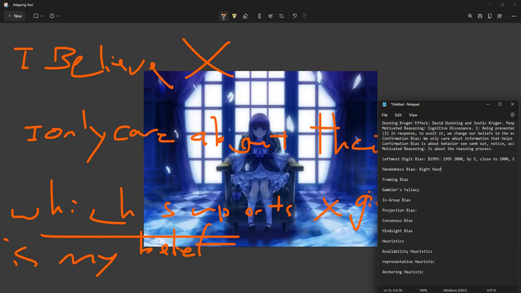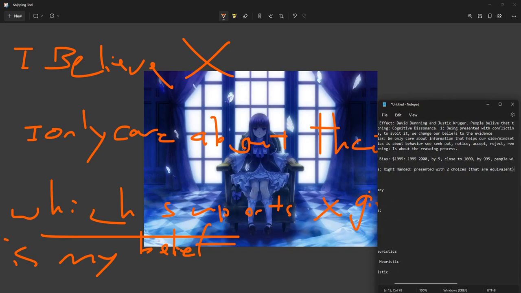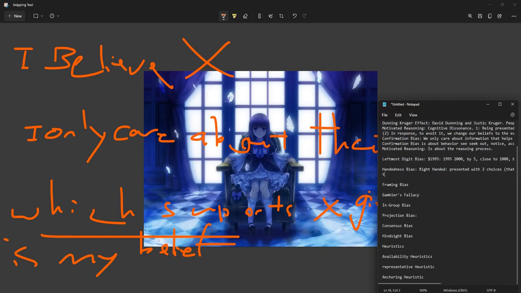So if you're right-handed, like the majority of the population, when we're presented with two choices, specifically that are equivalent, we tend to choose the choice that corresponds to our dominant hand. Simple enough. Framing bias is the tendency for people to see choices that are presented differently, but in all essence the same, as either preferable or unpreferable, depending on how it is told to you.